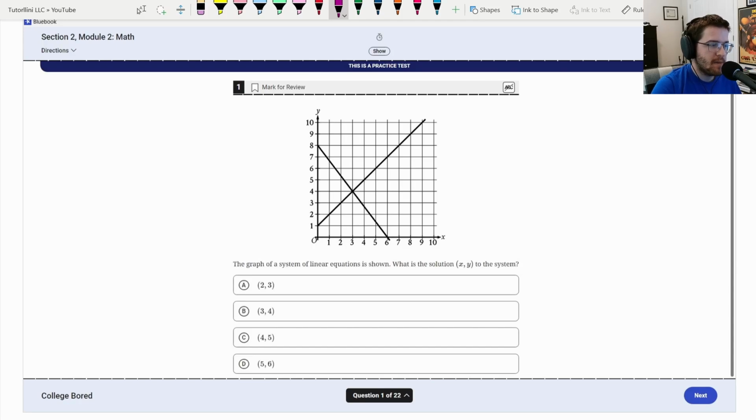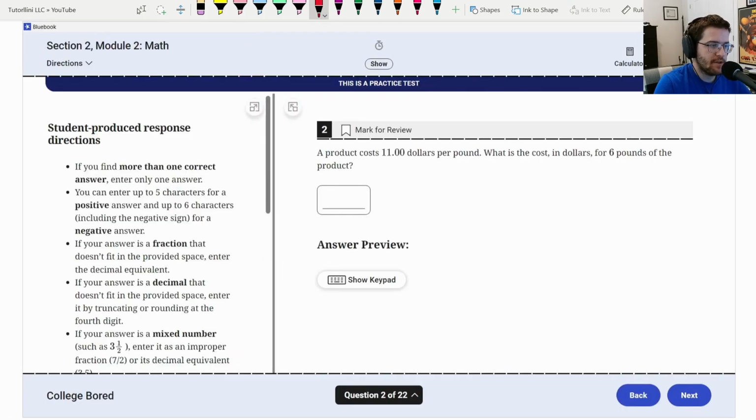Okay, this is the beginning of Module 2A, question 1. So we want to find the solution to the system. That's the point of intersection of the two lines, which is right here. And now we read the coordinates, x comma y. So it seems the point of intersection happens at 3 comma 4, which gives us answer choice B. Okay, question 2.